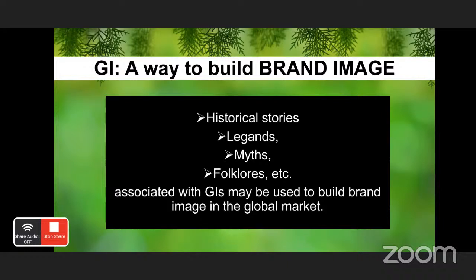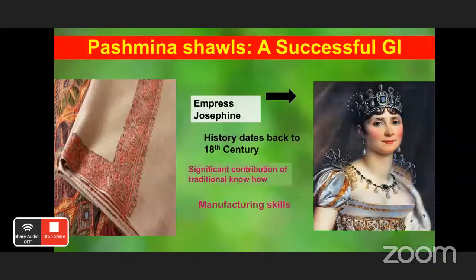Similarly, so many instances are there. So we can use this information in building the brand image of our GI tag product. It will help us to create a brand image in the global market. So GI can be used to build a brand image, and it can be used to promote our product at the international level.